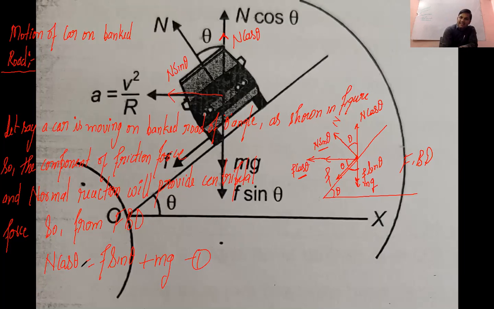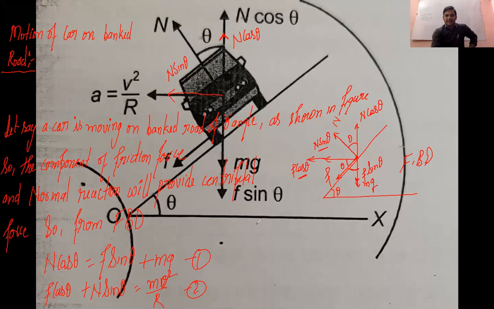And for the other case, you can write F cos theta and N sin theta is going to provide the centripetal force. This is equal to mv square by r. So this is our second equation.